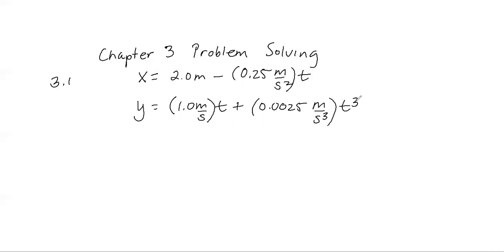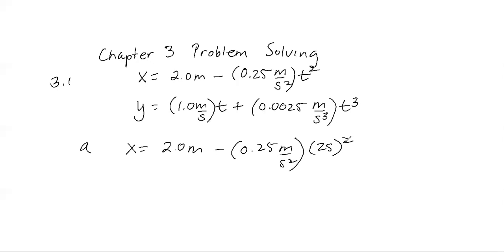All right, let's begin. So for A, we are to find the rover's coordinates and distance from the lander at t equals 2 seconds. I'm going to simply put in t equals 2 seconds. So x is going to be 2.0 meters minus 0.25 meters per second squared times t squared, I made a mistake there, that's t squared, times 2 seconds quantity squared. And that's going to give me, I'll just go with the book, 1.0 meter.